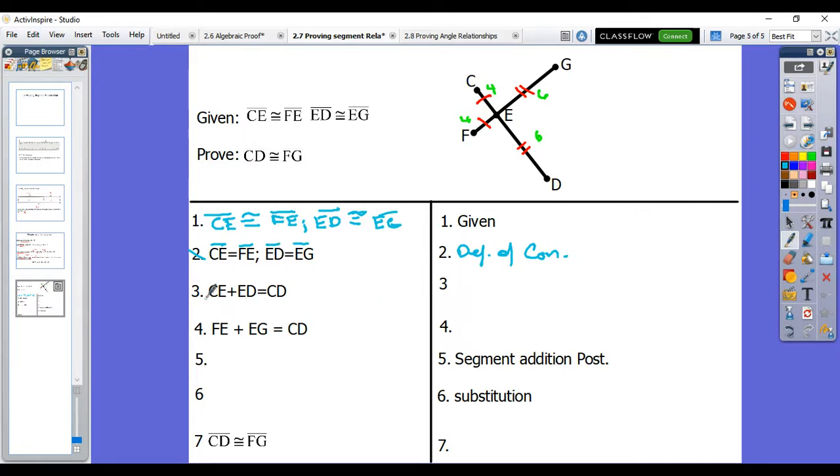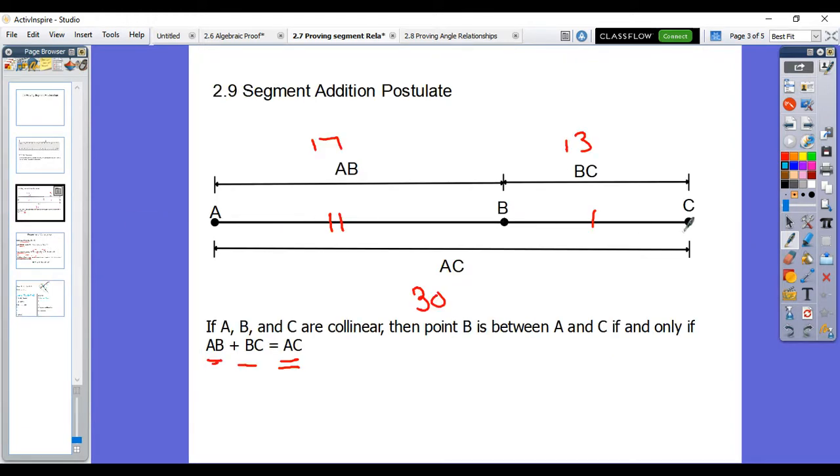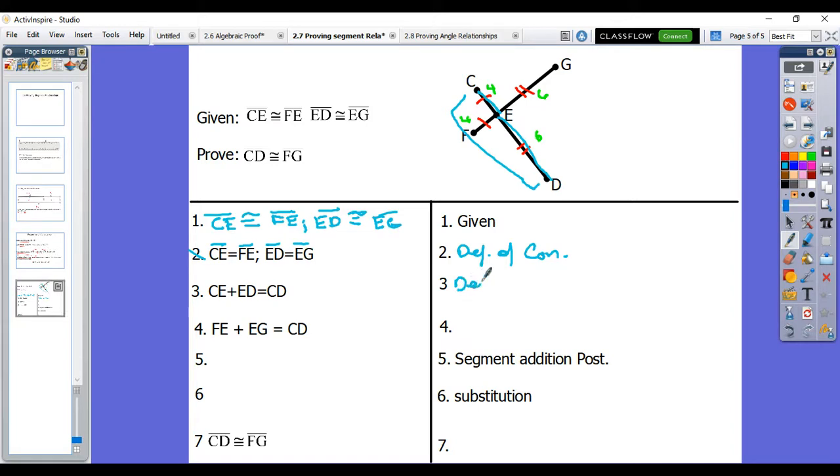So here we're saying that CE, this segment, plus ED equals CD. We just talked about this earlier. When you combine two smaller segments to make the whole segment, knowing that those points are collinear, that's called definition of congruent. No, sorry, it's not definition of congruent. My bad. It's segment addition. We're adding segments. These are individual segments being added to make a bigger segment, so that's segment addition.